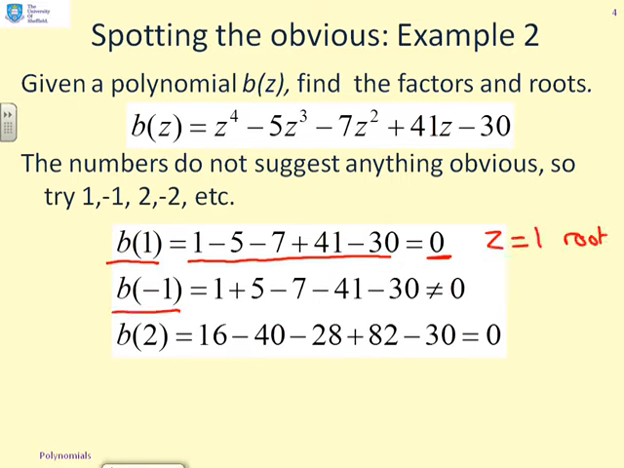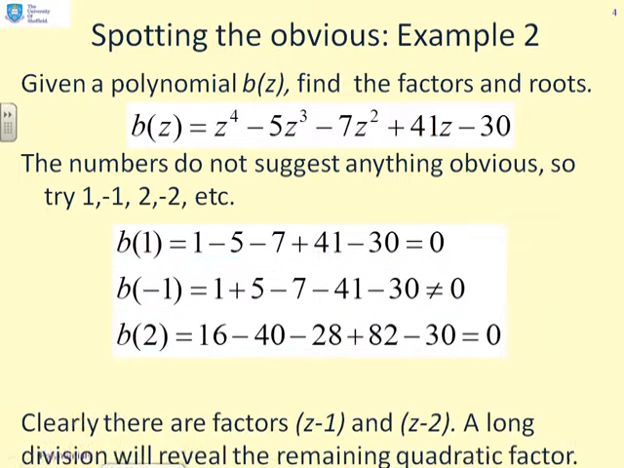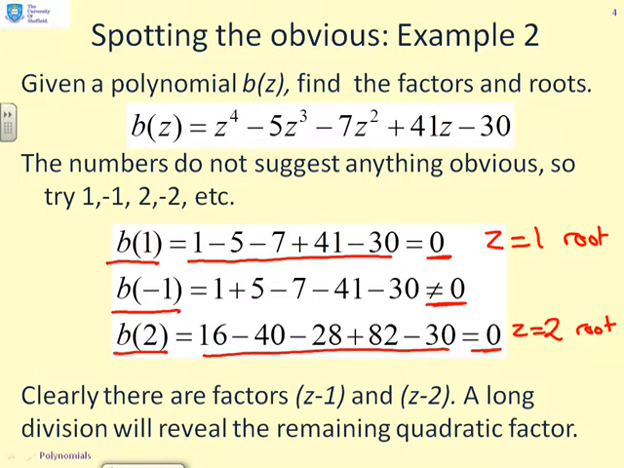I try minus 1, and I substitute that in, and you notice I don't get 0, so minus 1 is not a root. I've tried z equals 2. Substitute that in, and again I get 0, so z equals 2 is a root. So you'll notice, with some very simple algebra and just guesswork, I've identified 2 of the roots extremely quickly. So p of z has got factors z minus 1 corresponding to the root at 1 and z minus 2 corresponding to the root at 2.